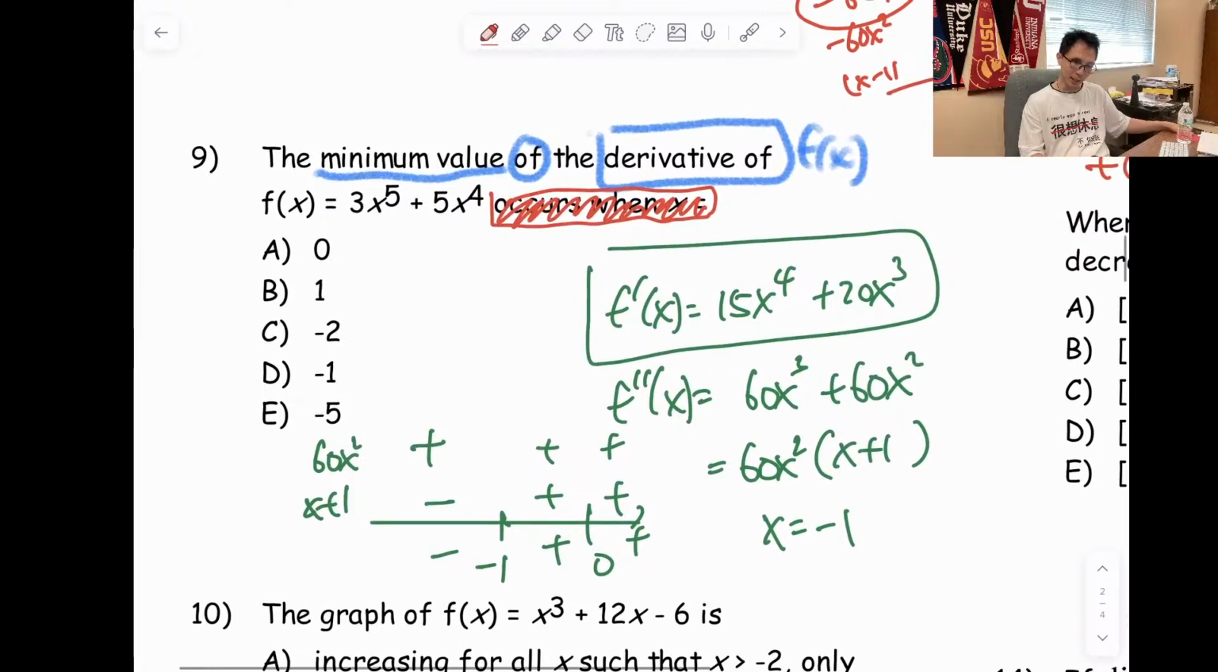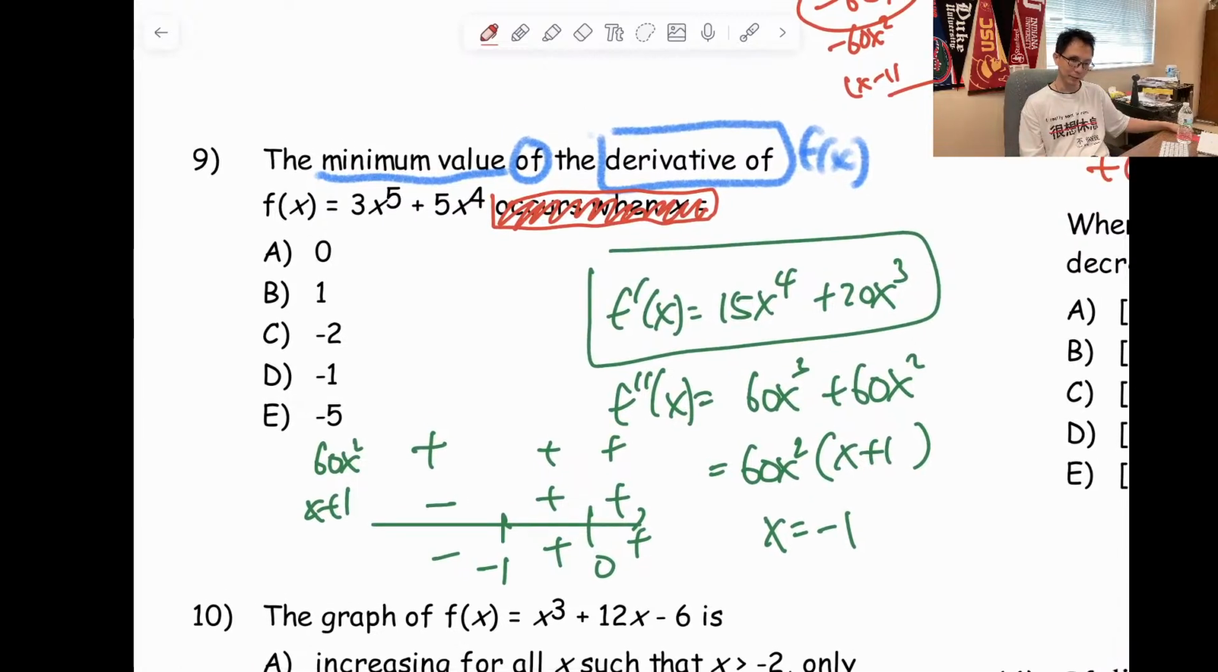to find where the minimum is by doing a number line test. This is a second derivative number line test, and I like it because it has 60x squared. Anything plugged into x squared is always positive. Make sure you understand this because you're going to see this on your test soon. Also x squared plus 4 is always positive. Anything x squared plus a positive number is always positive. So it's positive, positive, positive, negative, positive, positive, changing sign at -1.